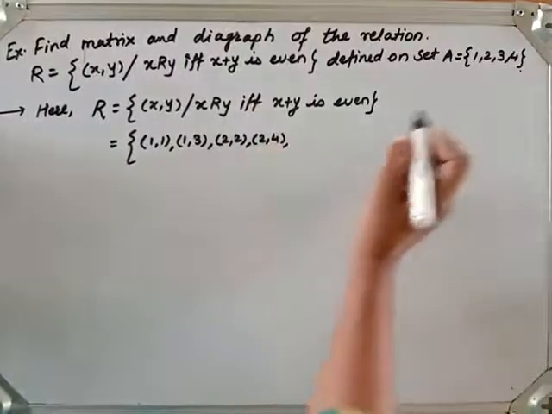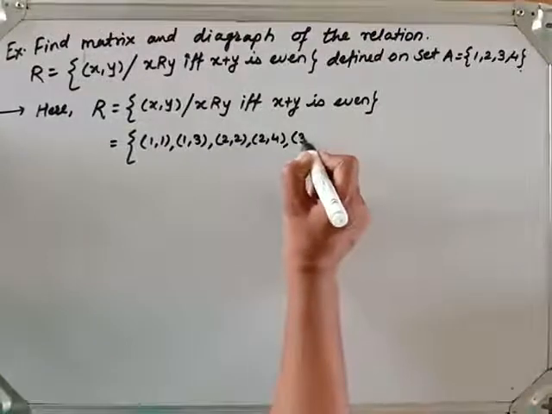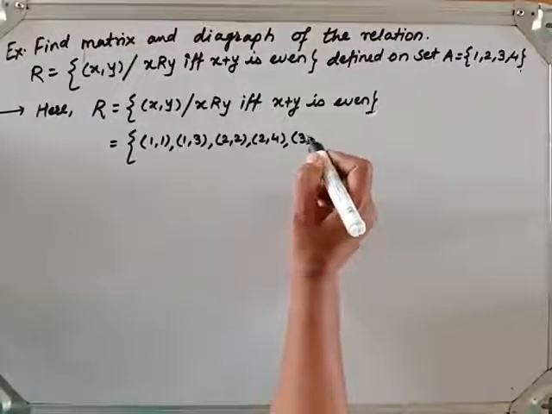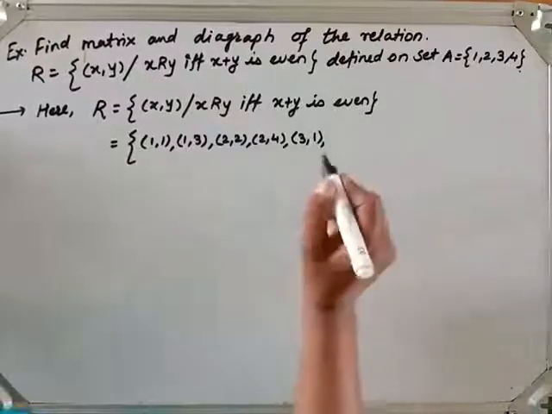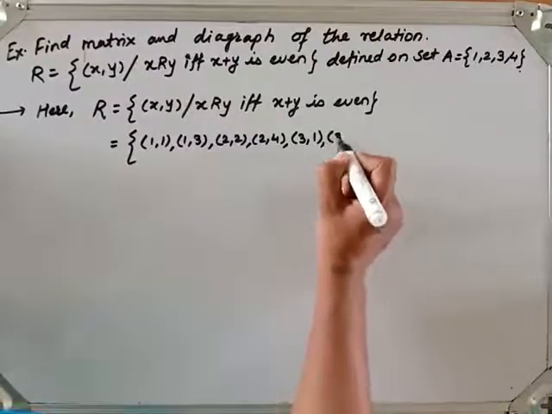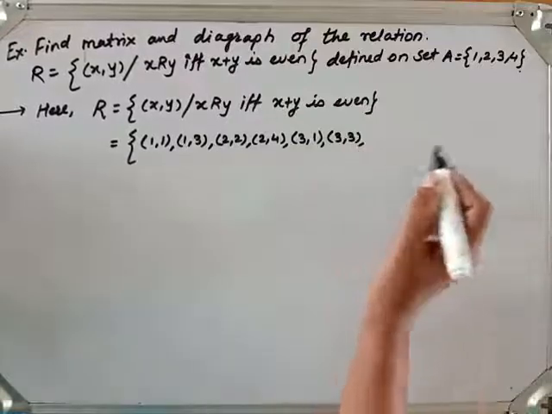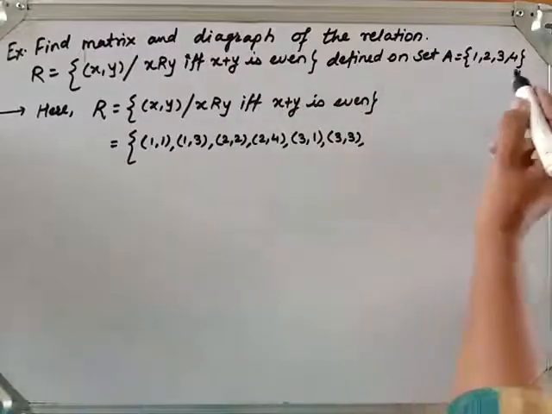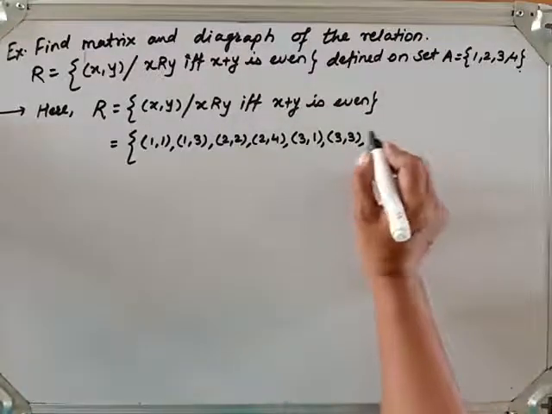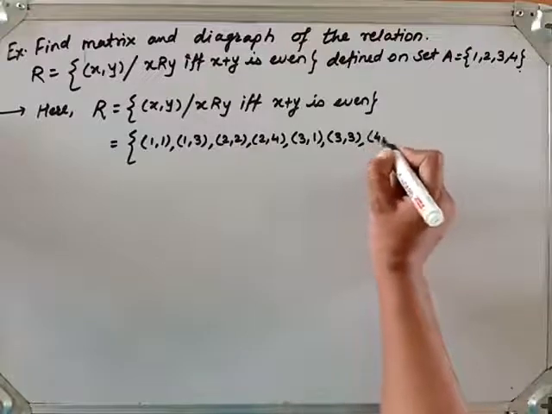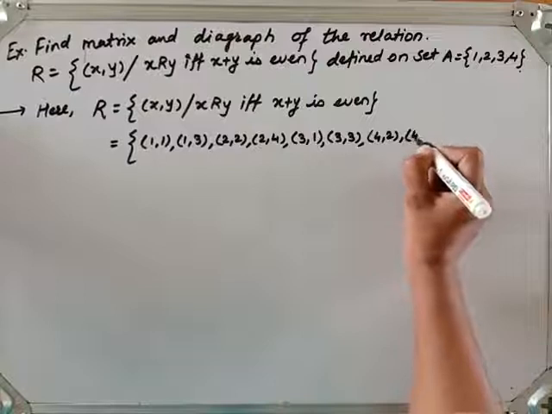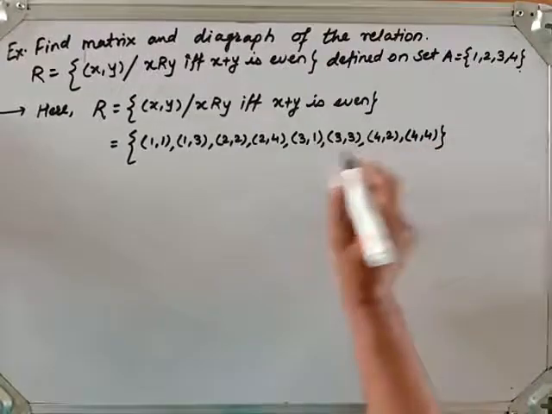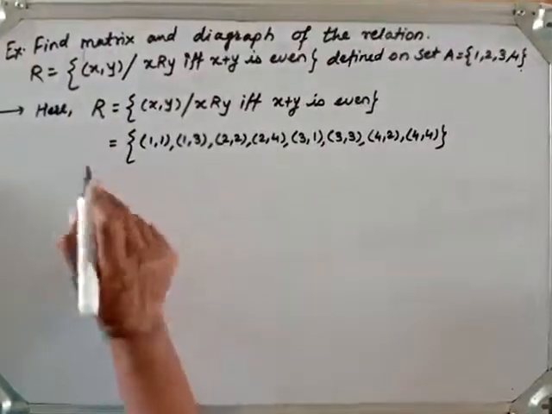It is even. Now what about 3,3? 3,3 is there. Look at 3,1. 3,1 is there. 3,2 is not there. 3,3 is there. Fine. Now 3,4 is not there. Fine. Now 4,1 is not there. What about 4,2? Yes, it is there. 4,3 is not there. And 4,4 is there. These many pairs are in R.